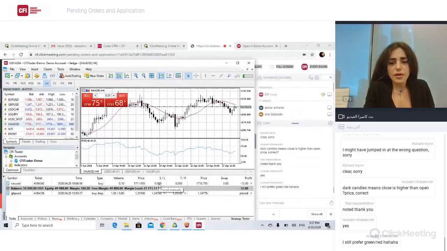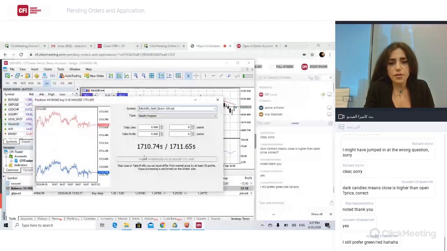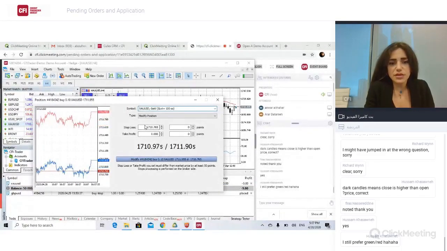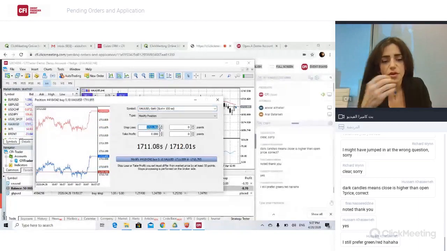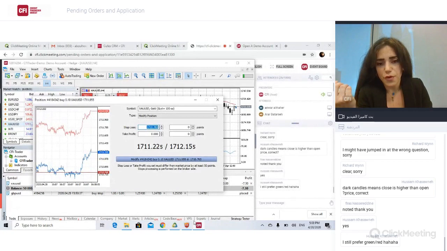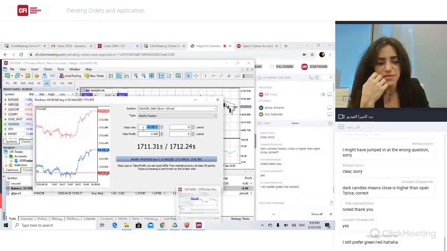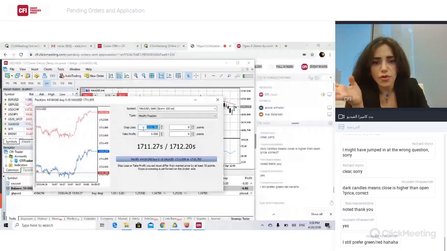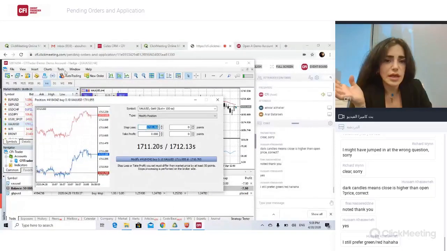You can always go back, double click, modify. You can always set your stop loss and take profit. You can either put numbers or you can go back to the report, okay? You got me now, right? You can go back to the report and specify what you want. I don't want to guess. Let's go.